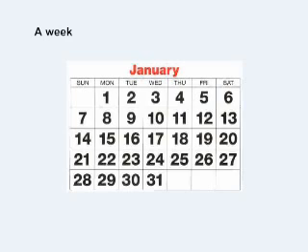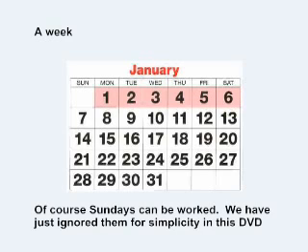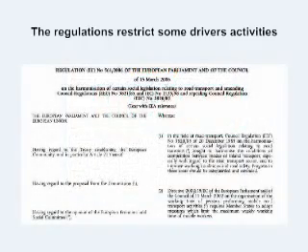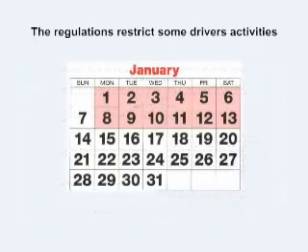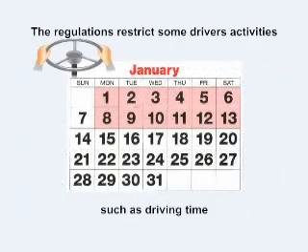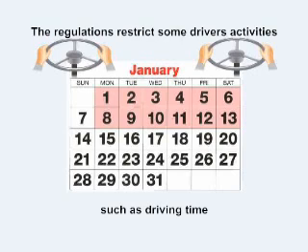A week, a fixed week, starts at 0 o'clock on a Monday. Similarly, a fortnight is 2 weeks, starting at 0 o'clock on a Monday. The regulations restrict some drivers' activities, such as driving time, to so much in a week or a fortnight.